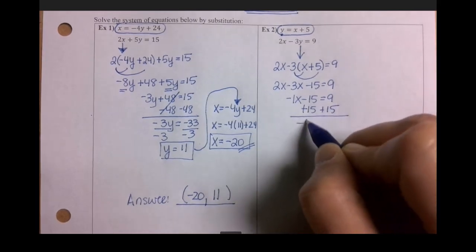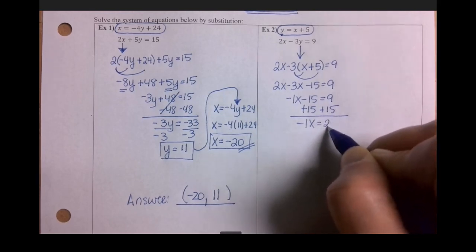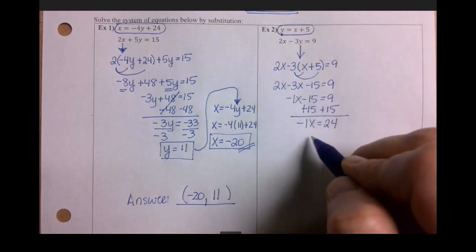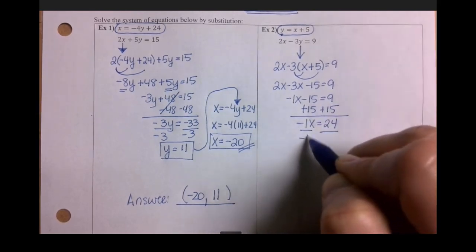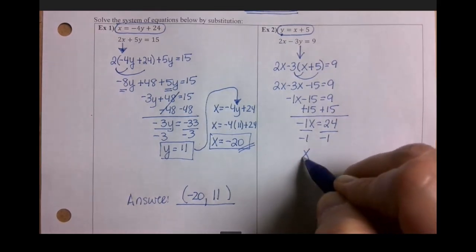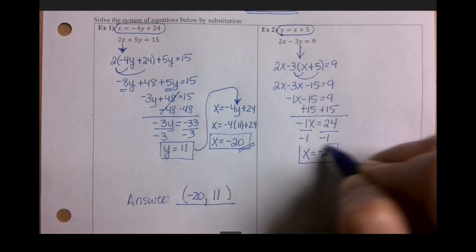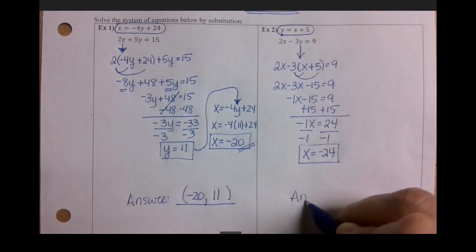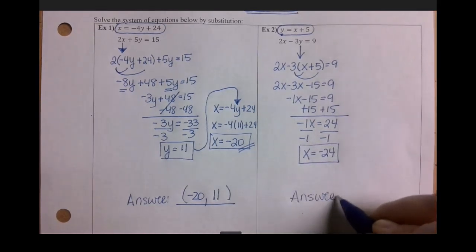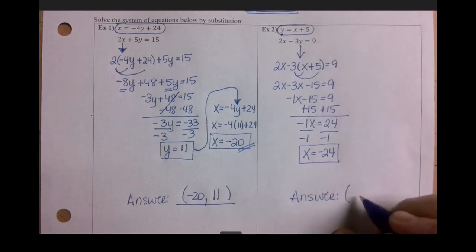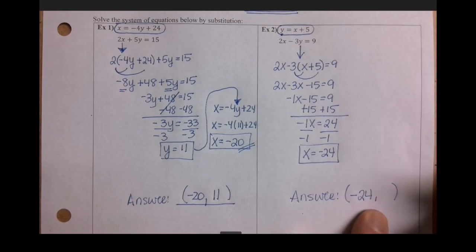So I get negative 1x equals 24. And we divide both sides by negative 1. x equals negative 24. So for this problem, I was able to find that I also have an answer. I also have a point of intersection, which will be at negative 24, and I need to find the y-coordinate.